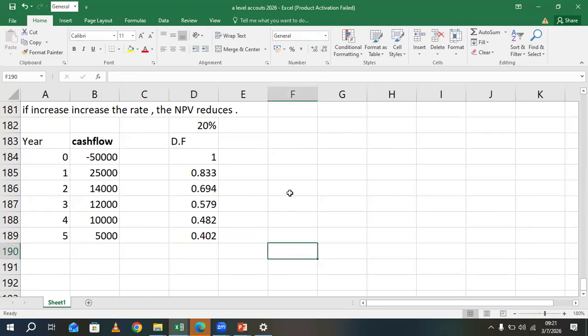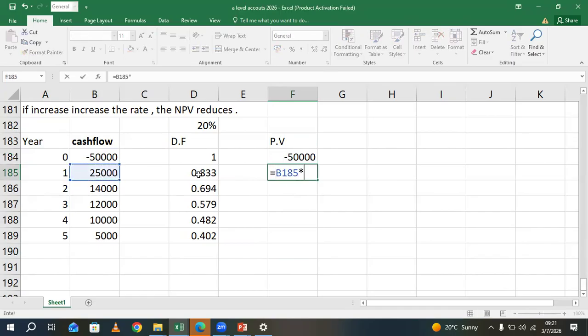So having these discounting factors, we then multiply the discounting factors with the cash flows to get the present values. So for the first one, it's negative 50,000. For the second one, it's 25,000 times 0.8. Okay, let's just sum them up then.